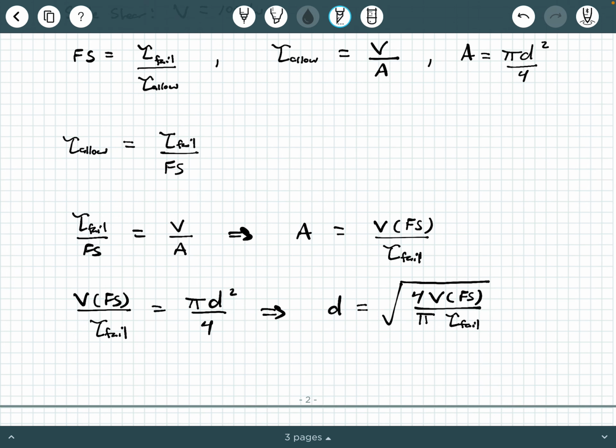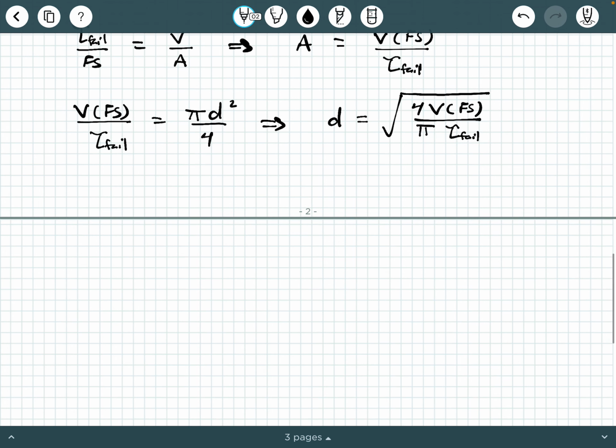I prefer doing all my algebra before I start substituting in values because it's easy to combine and lose track of values if you start substituting them in too early. And again, as I already said, if you can solve a problem in its most generic form, then you'll be able to solve that same kind of problem no matter what constants you have. So let's go ahead and solve for that diameter.